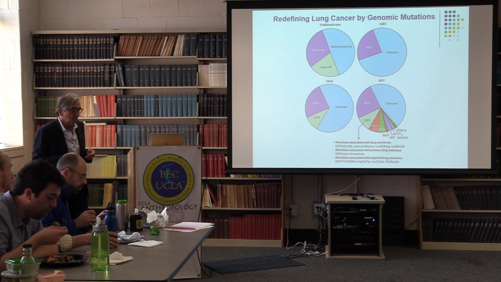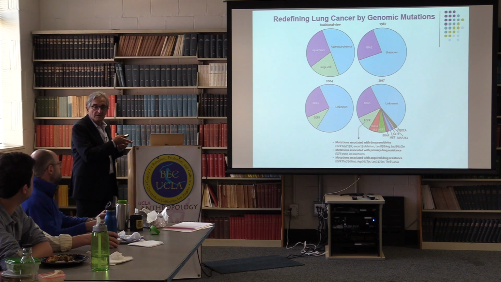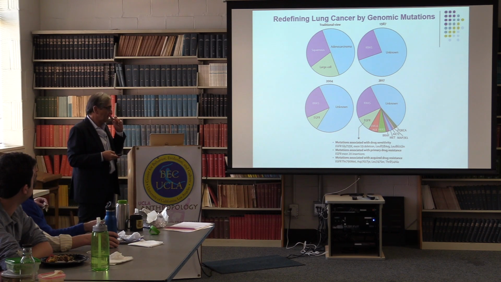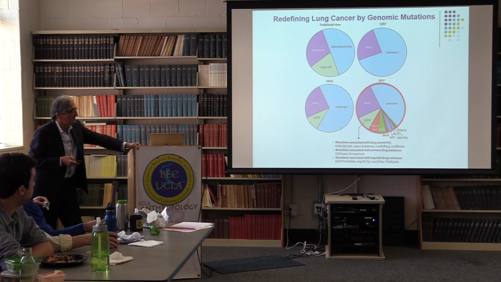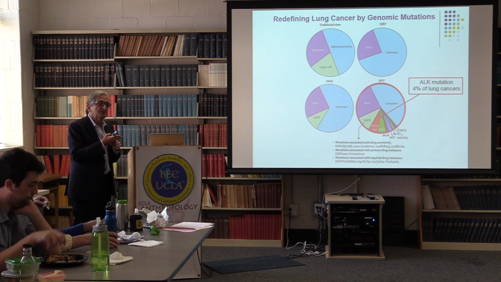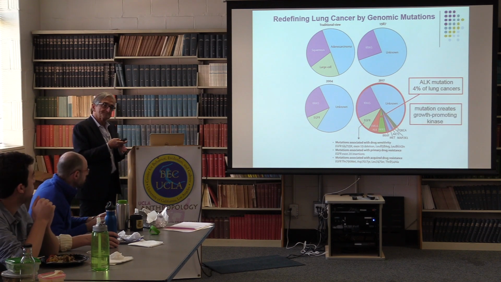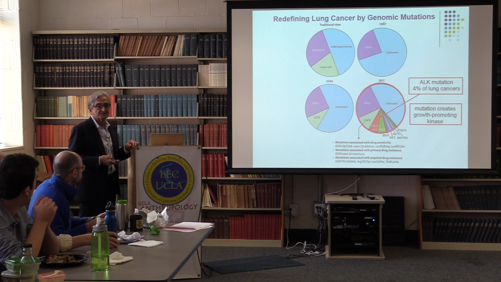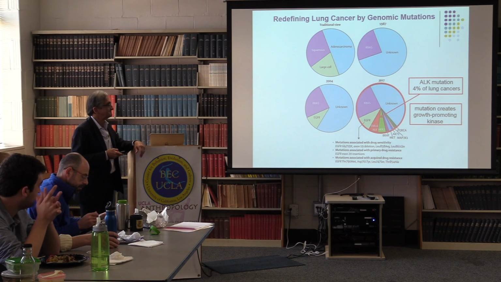And I want to show you one example of how this has led to a success in therapy that is encouraging many people, but I think falls short of being a home run. So within this group of mutations, there is this one, for example. It's the result of a translocation between 2 chromosomes that produces a fusion protein. It's a growth-promoting kinase that doesn't require any external stimulation to promote the growth of cells. It's a somatic mutation. It's found in only 4% of all lung cancers, referred to as ALK.